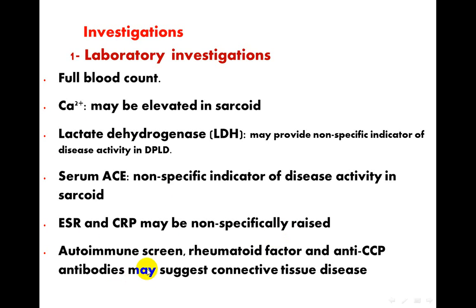Other investigations include autoimmune screens for rheumatoid arthritis, like rheumatoid factor and anti-CCP antibodies, and for SLE, which are done to exclude the possibility of connective tissue disease as a cause of idiopathic pulmonary fibrosis. So the LDH, serum angiotensin converting enzyme level, ESR and C-reactive protein are all non-specific indicators of disease activity or disease severity in interstitial lung disease or pulmonary fibrosis.